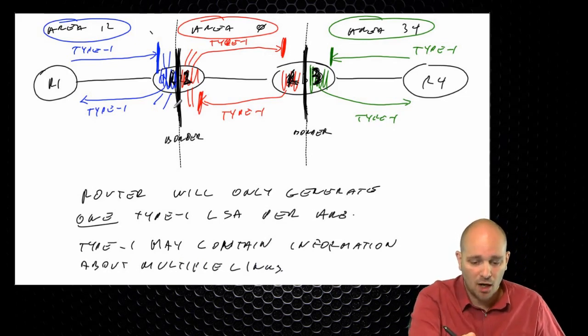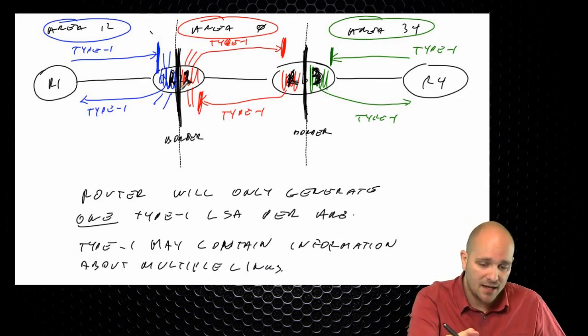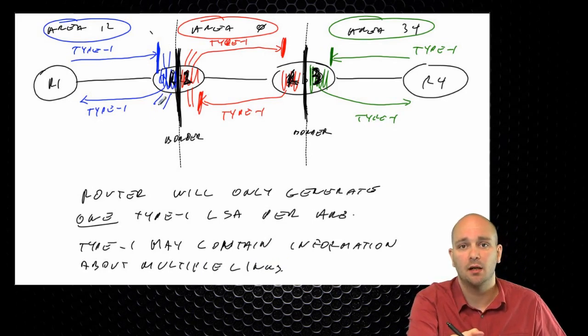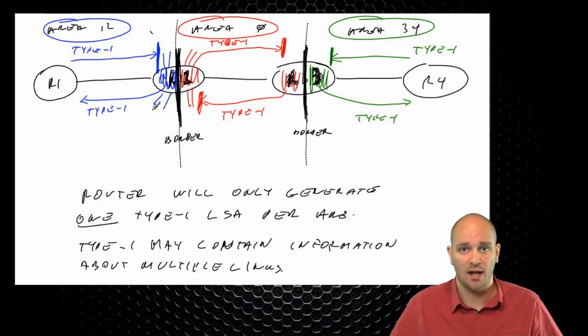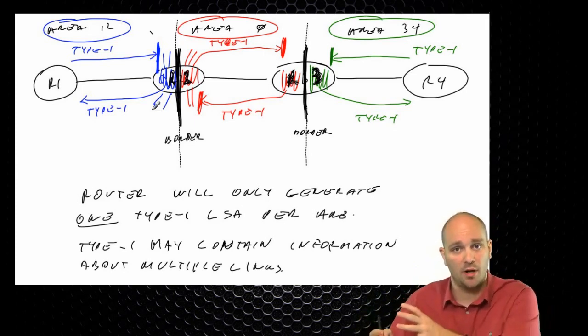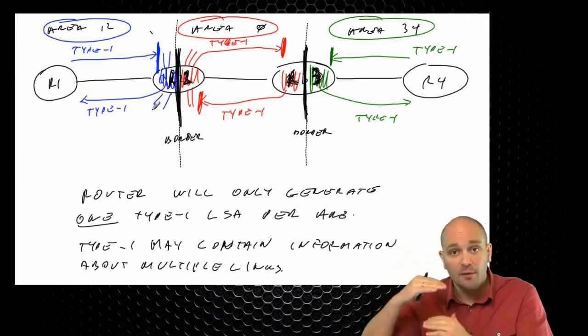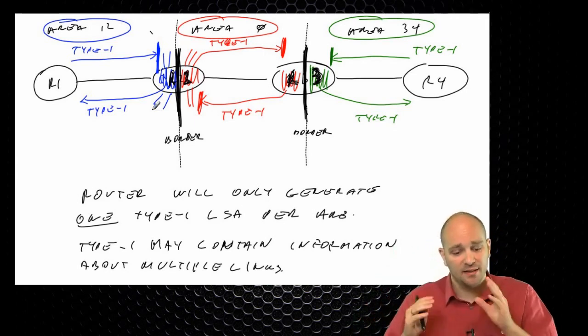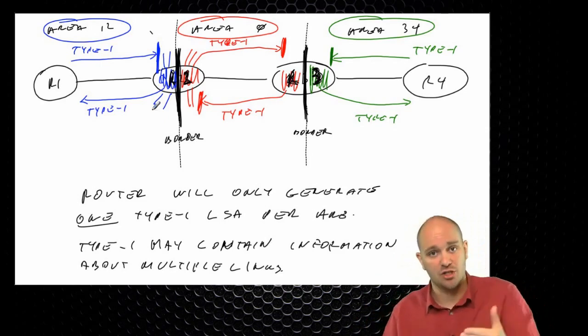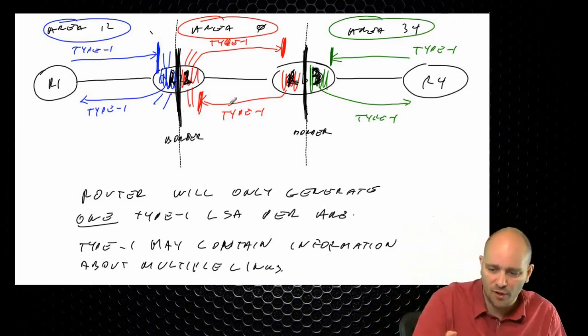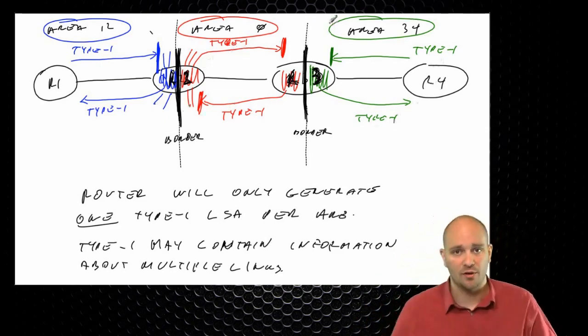So, for example, R2 here may have 10 links in area 12, but it will still generate just a single type 1 LSA. And in this single type 1 LSA, we are going to have 10 link entries describing those 10 links in terms of cost and their relationship with other routers. Same thing for area 0 and same thing for area 34.